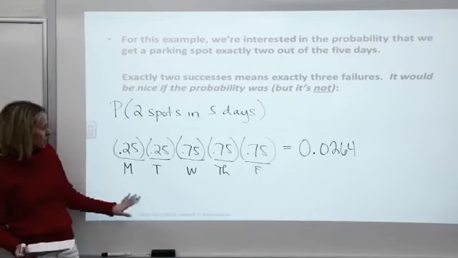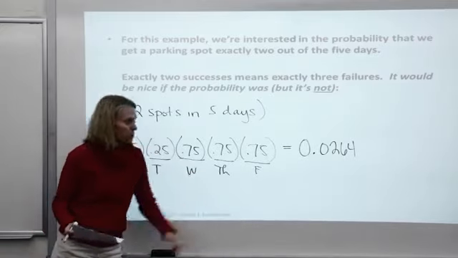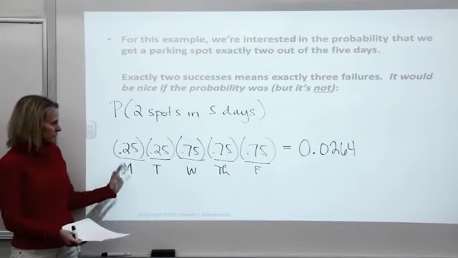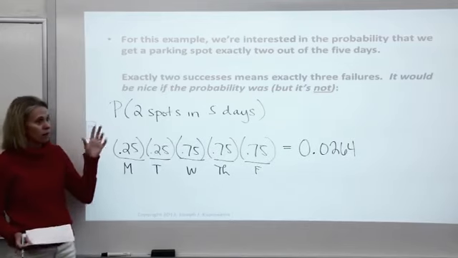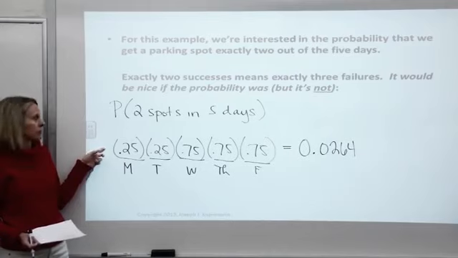For Monday we'd have 0.75. For Tuesday and Wednesday we'd have 0.25. We'd have some more 0.75s. You can see there's going to be a whole different set of combinations of ways that we can get a spot in 2 out of 5 days. Let's figure out how many different ways that can happen.